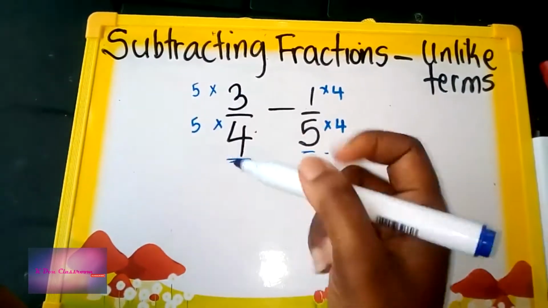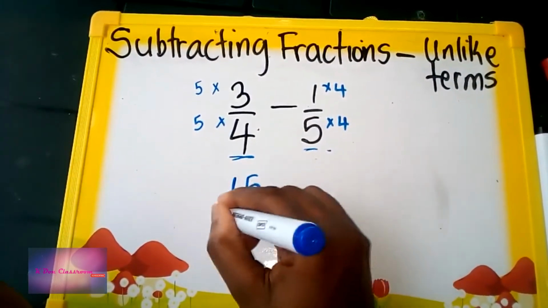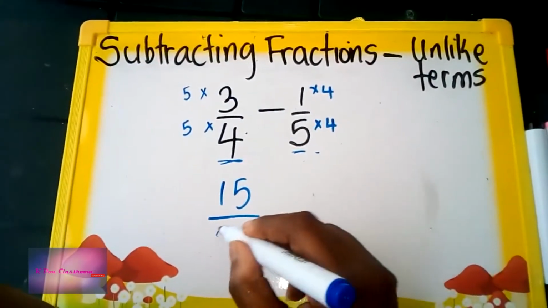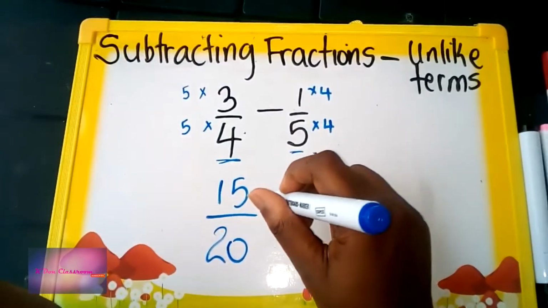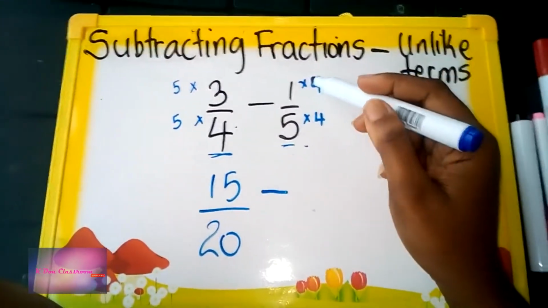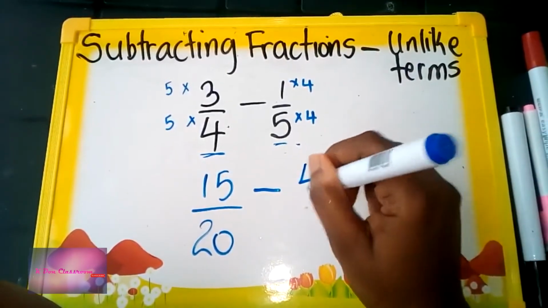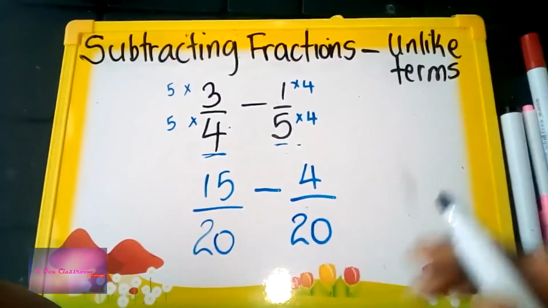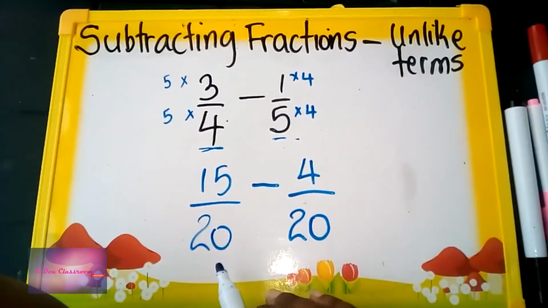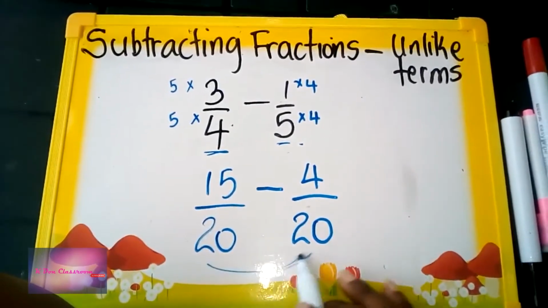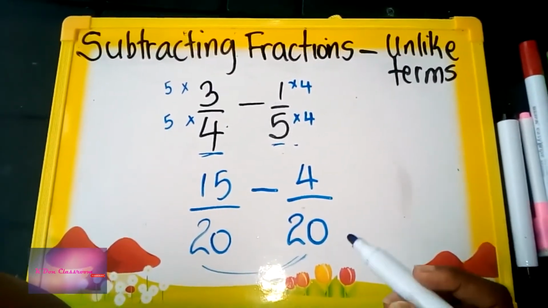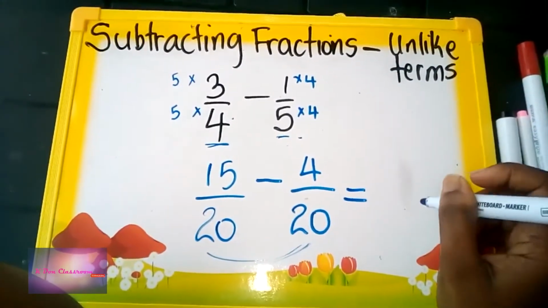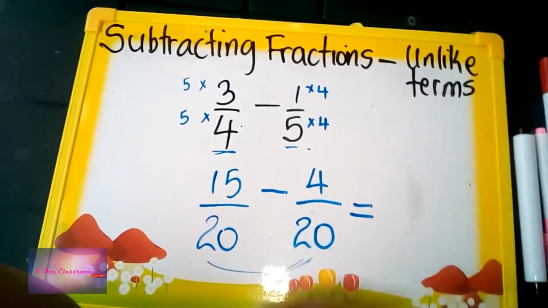So 3 times 5 will give us 15. And 4 times 5 will give us 20. Of course, you don't forget your sign. 4 times 1 will give us 4. And 4 times 5 again will give us 20. So you will now see that they now both have the same denominator, which is 20. So this means that we can go right ahead and subtract across.